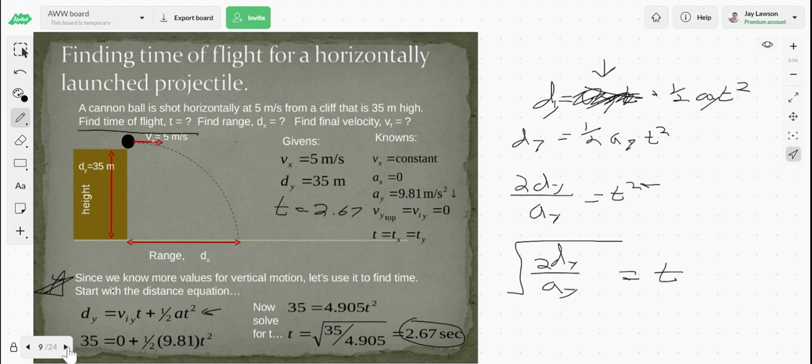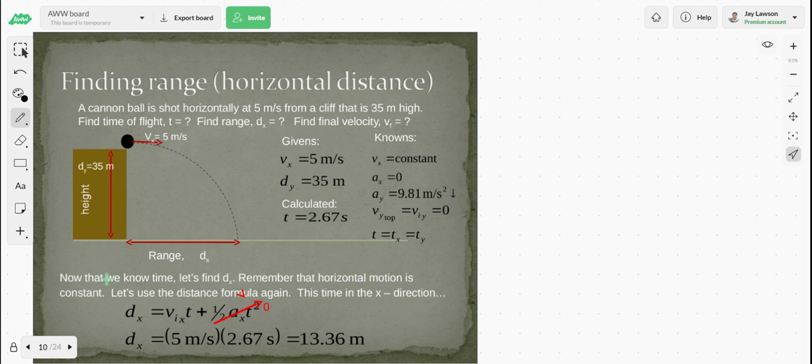The range is the displacement in the x direction. That's this. So I'm going to do the same thing I did earlier. I'm going to go back to my list of kinematic equations that I've provided for you, and then we're going to find out which one we're going to use here. Now remember, these are going to be simplified because acceleration in the left and right direction, the x direction, horizontal direction, whatever you want to call it, is going to be 0.